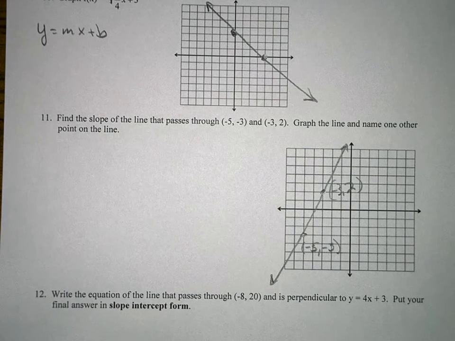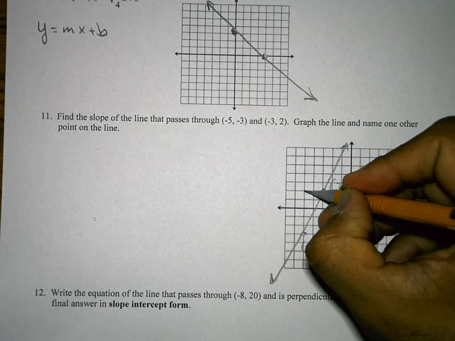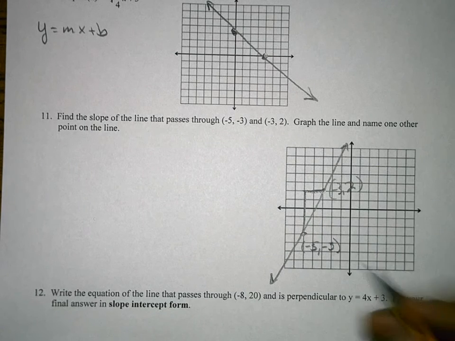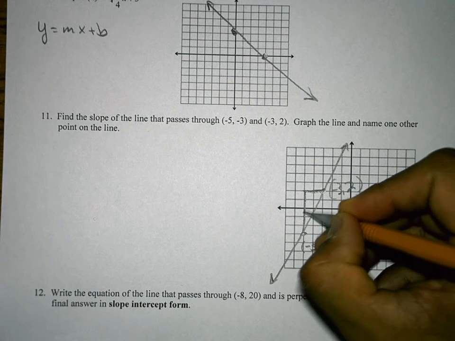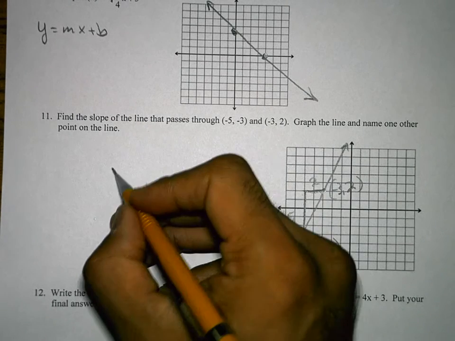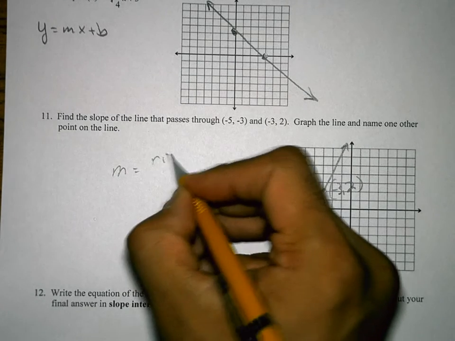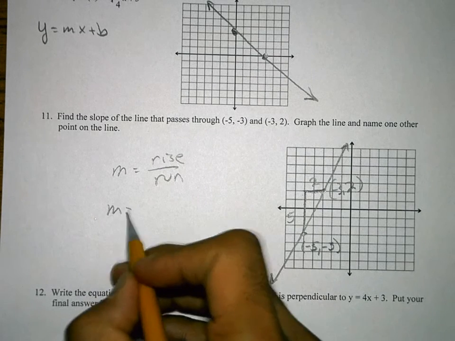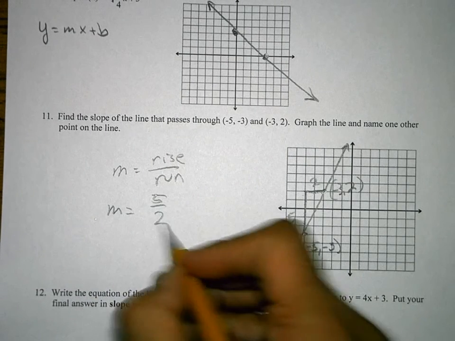Now I want to find the slope, and I could use my slope formula. What I'm going to do is just draw in my right triangle. So it's a positive slope, so it goes up 1, 2, 3, 4, 5 spaces, goes over 2 spaces. So my slope is, I can think of it as rise over run, and the slope is 5 over 2.